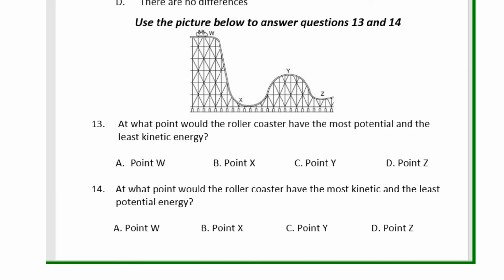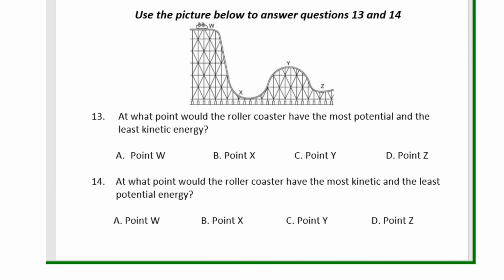Use the picture below to answer questions 13 and 14. Number 13. At what point would the roller coaster have the most potential and the least kinetic energy? A, point W, B, point X, C, point Y, D, point Z.